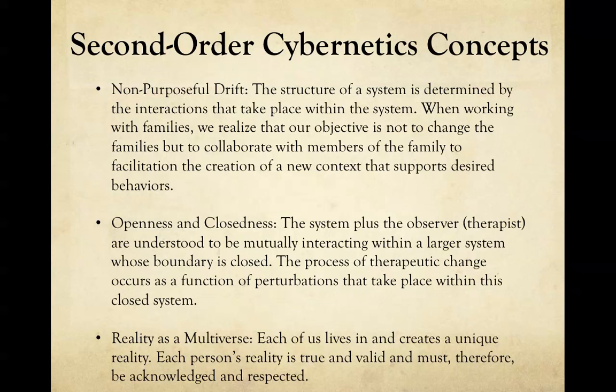And the process of therapeutic change, therefore, occurs as a function of perturbations that take place within this closed system. The process of therapeutic change occurs as a function of interactions between the members of the family and the therapist, participating in a closed system that's defined by particular sets of rules and particular kinds of interactions.